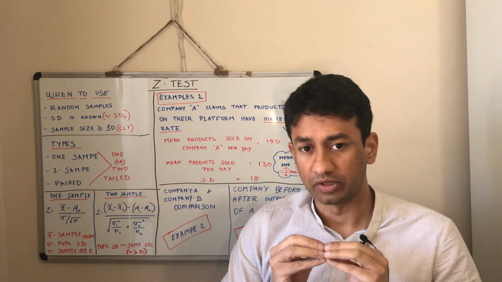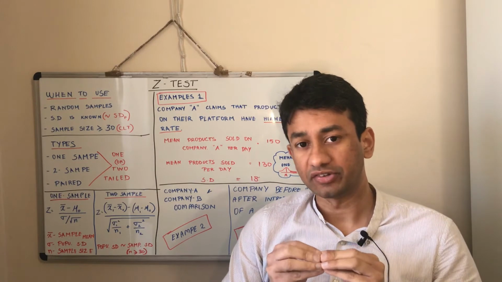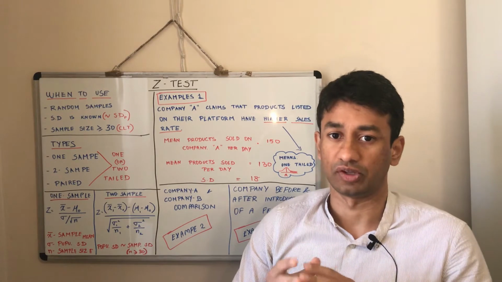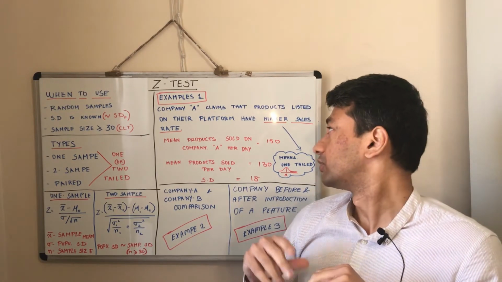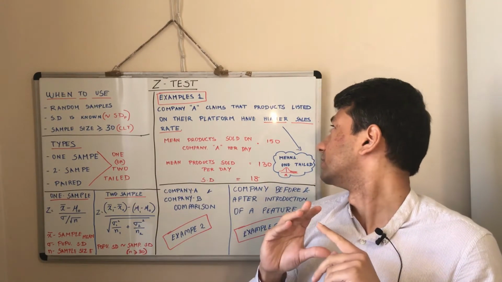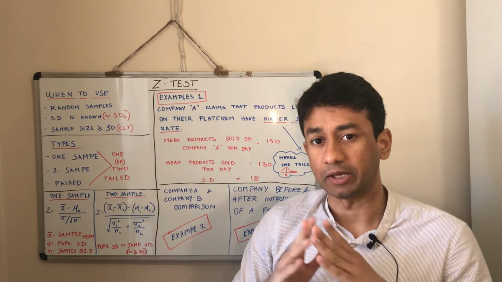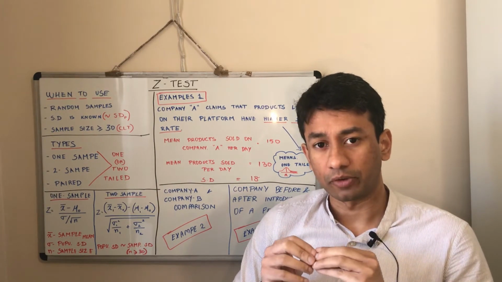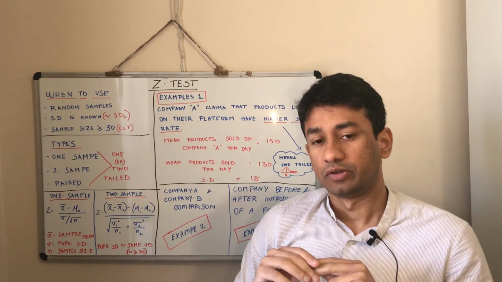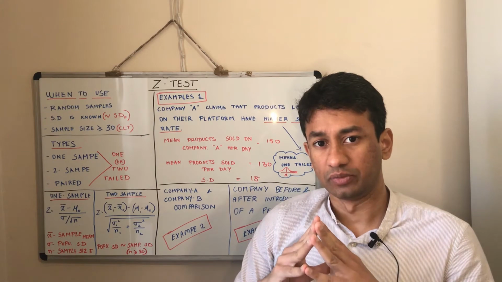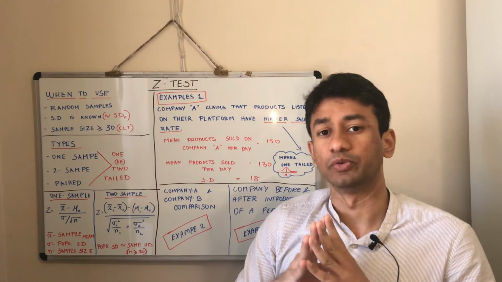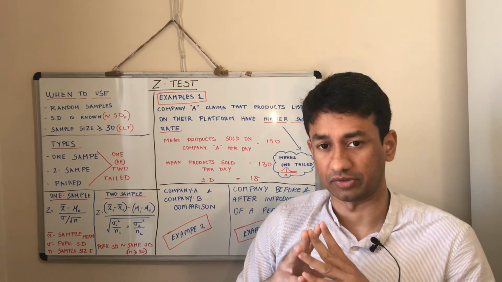Okay, now let's go into the examples and understand each one of them: when we can use one sample Z-test, or when we can use two sample Z-test or a paired Z-test. Coming to the first example, there is a company A which claims that the products that are sold on their platform tend to sell more. This is their claim. Now, what kind of Z-test can we use in order to prove or reject this hypothesis?